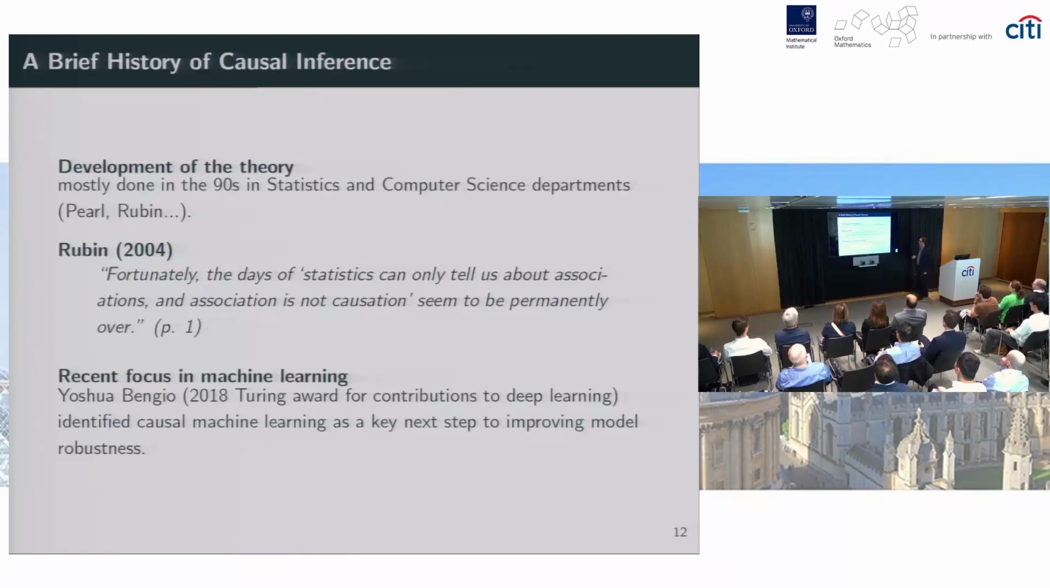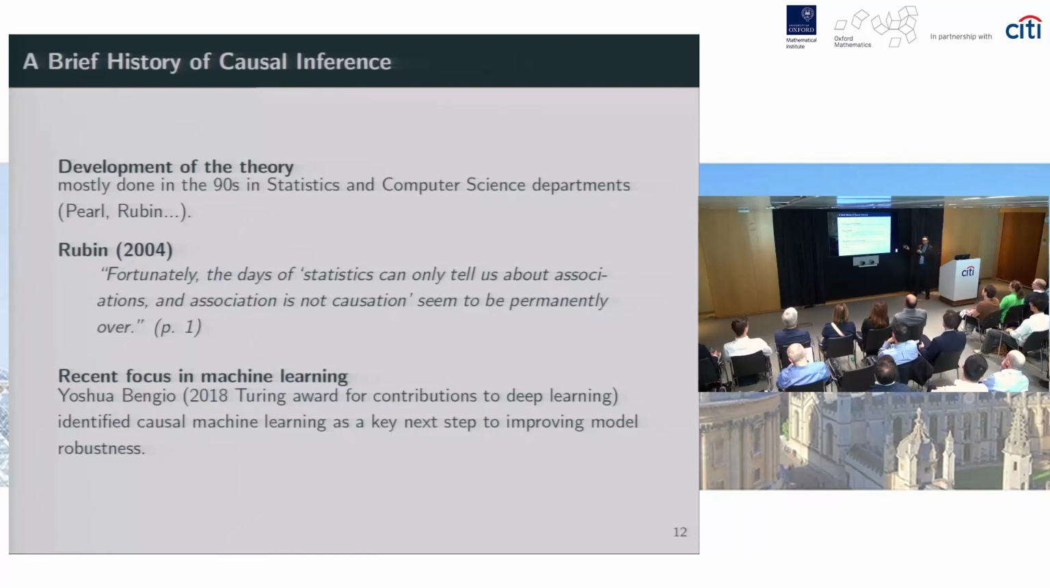So causal inference is a theory that was developed in the 90s in statistics and computer science departments, initially to tackle a completely different set of problems. And it was very successful. Rubin, one of the 2 main leaders in the field, concluded in 2004: "Fortunately, the days of 'statistics can only tell us about associations, and association is not causation' seem to be permanently over."